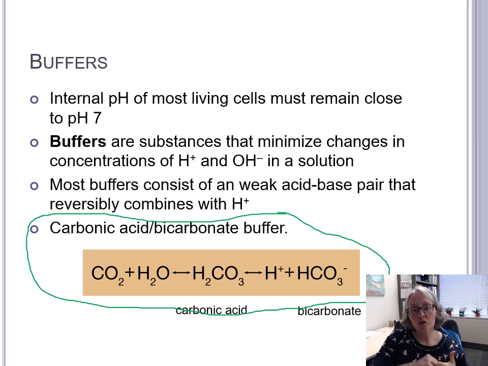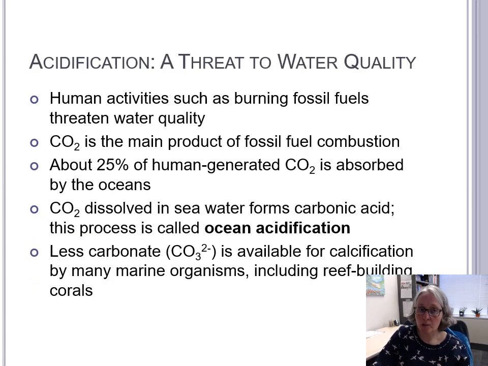Note, buffers are not trying to neutralize substances. They're not trying to automatically keep everything at pH 7. For instance, you have buffers that work in your stomach that work great at keeping everything about pH 2. So buffers are just trying to maintain some set pH. As we think about this carbonic acid bicarbonate buffer system, we want to mention acidification.